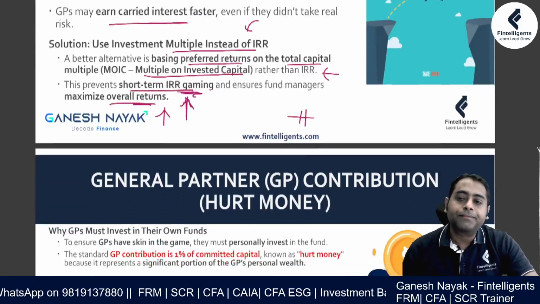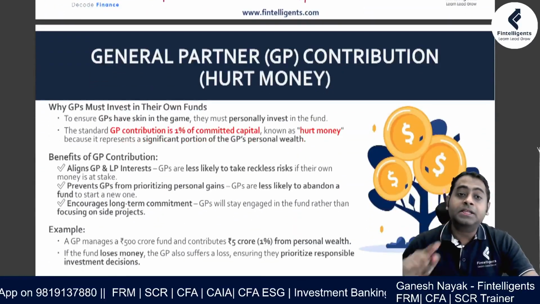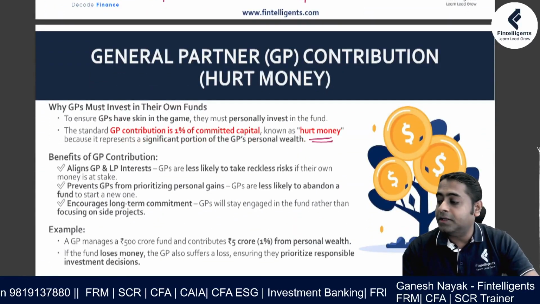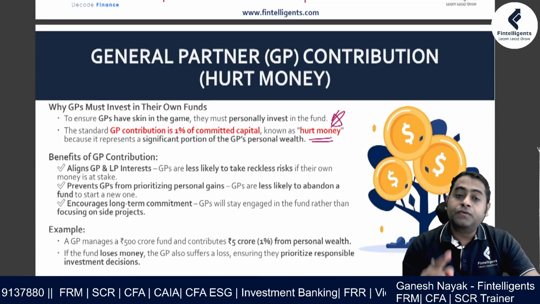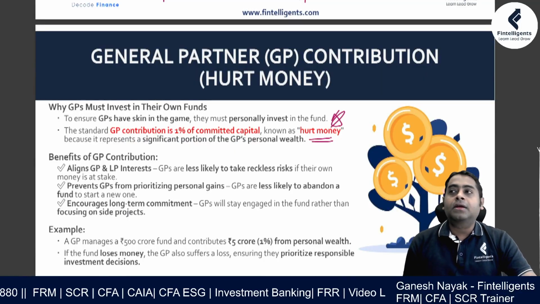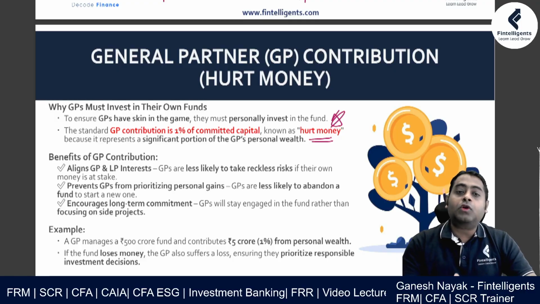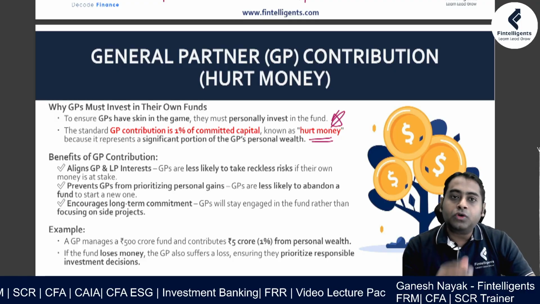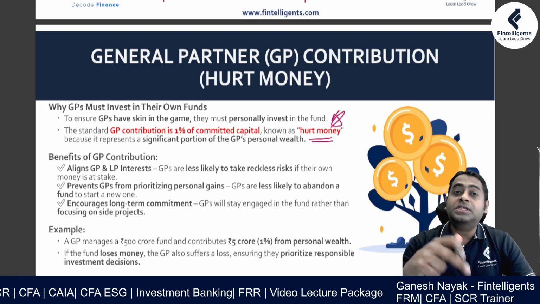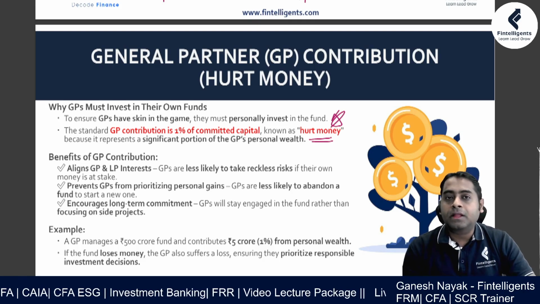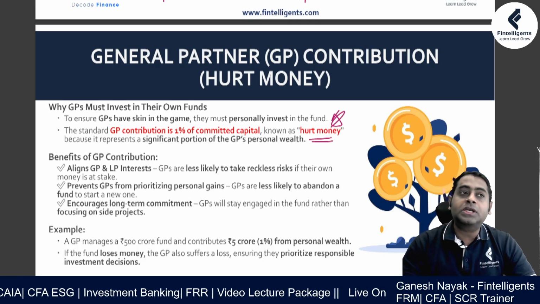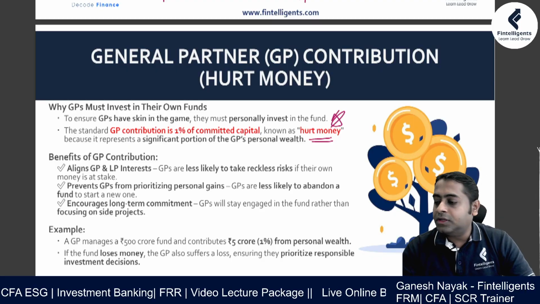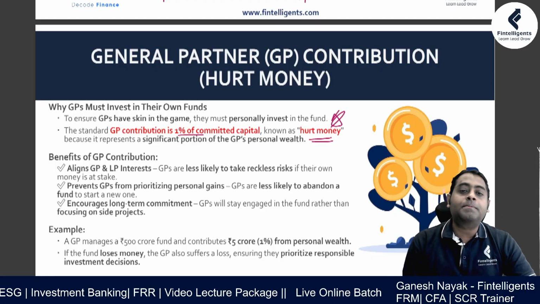Okay, let us look at the next part. There is one important concept of hurt money. Mark this as star. So if you remember, in one of the examples also we said that in some cases the general partner also has to contribute. It's not only the LP who's going to contribute. Why? Because they want to have skin in the game. They want to make sure that the GPs invest properly. So the standard is that the GP will invest 1% of the committed capital.